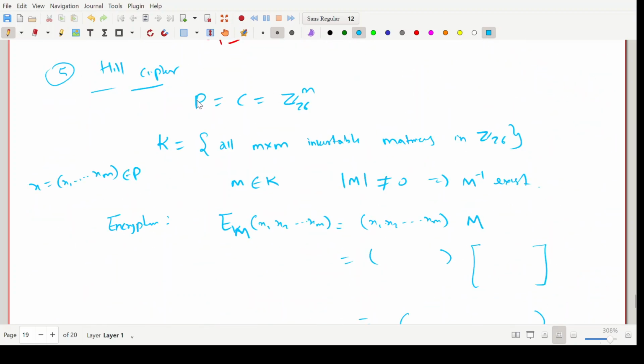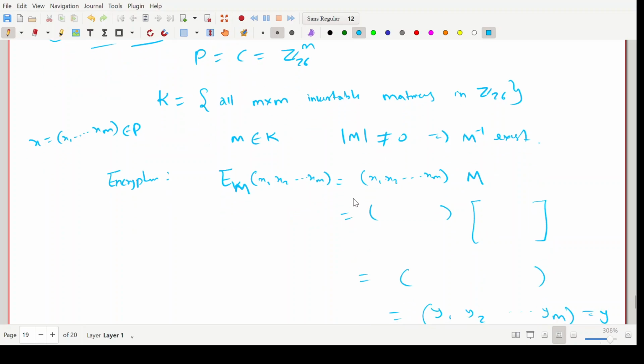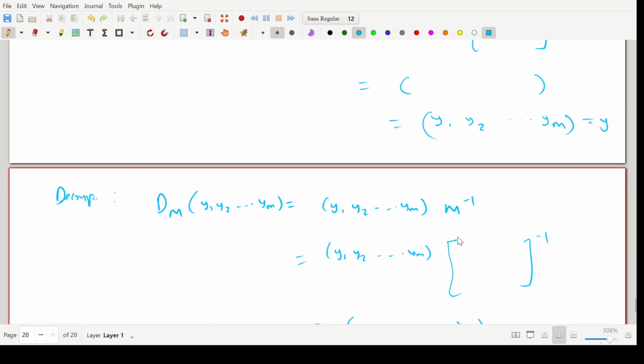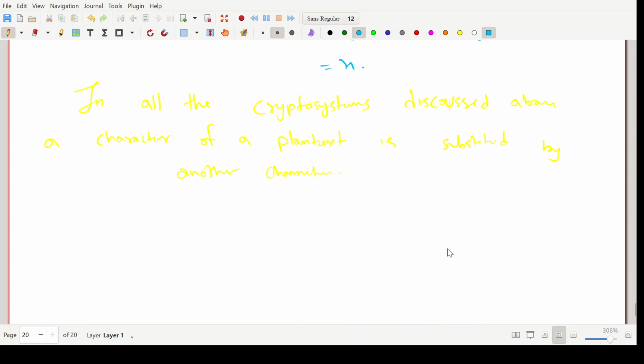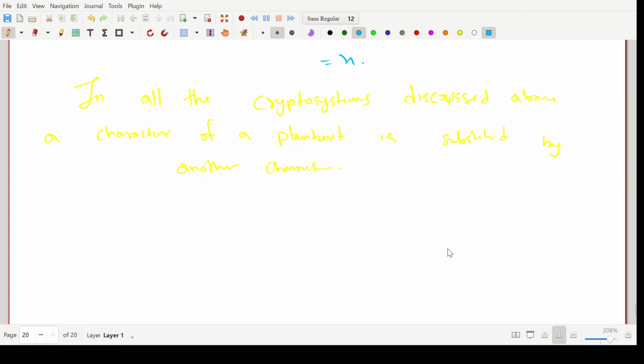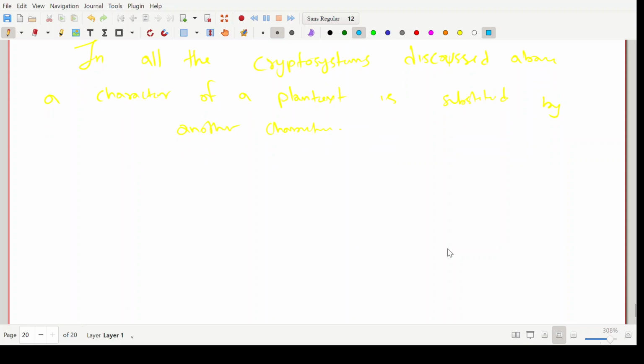In the case of the Hill cipher, your key space is the set of all invertible matrices. Suppose I have a matrix M, then encryption is just multiplying your plaintext with the matrix M. Again here, I am dividing my plaintext into blocks of size m and then encrypting it. And for decryption, I just multiply with M inverse. So as I told you, in all the crypto systems discussed above, a character of the plaintext is substituted by another character which may not look like your plaintext.